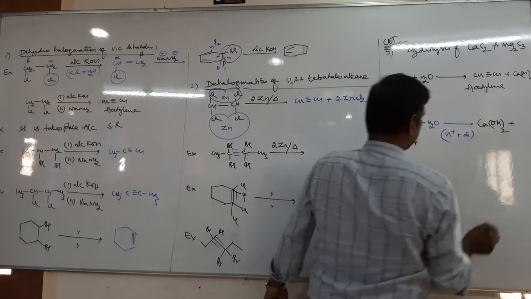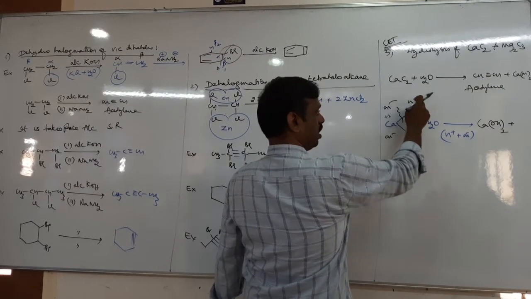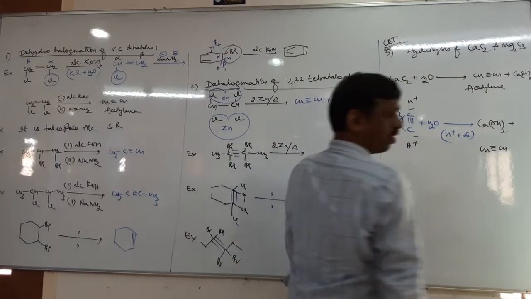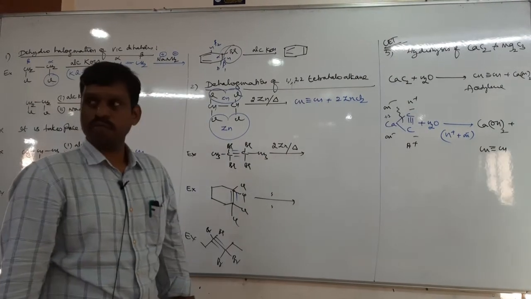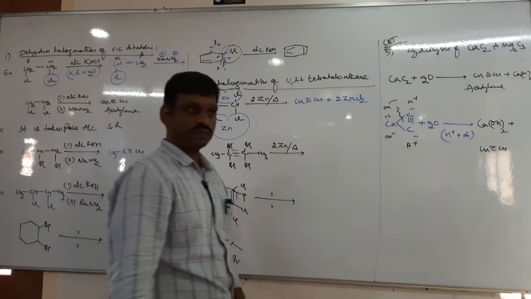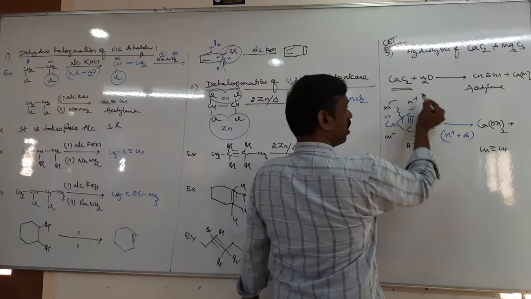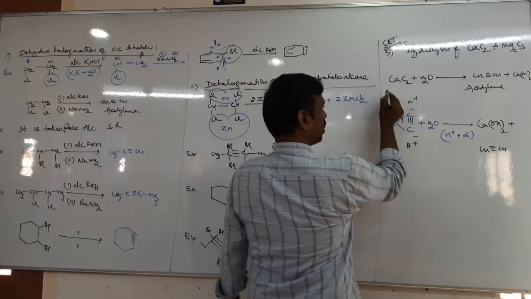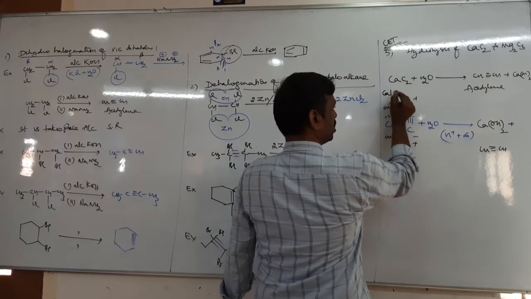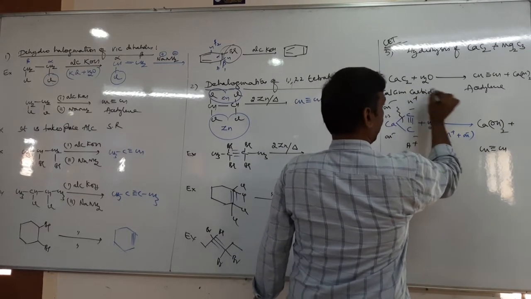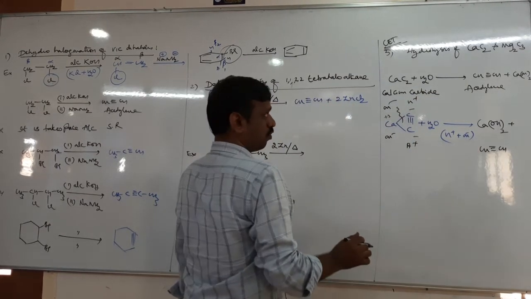CaOH twice, CH triple bond CH, it becomes C triple bond H. Okay. So therefore calcium carbide on hydrolysis gives, name also important, formula, calcium carbide on hydrolysis acetylene is formed.